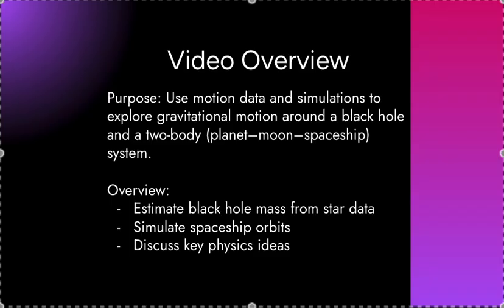This lab had two primary objectives. First, to determine the mass of an unknown black hole that a star is orbiting, and second, to find a safe initial velocity for a starship to orbit both a planet and its moon without crashing.